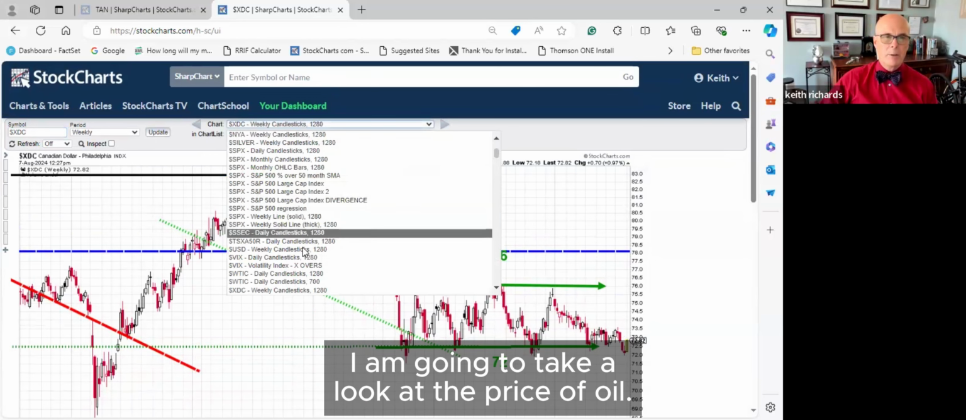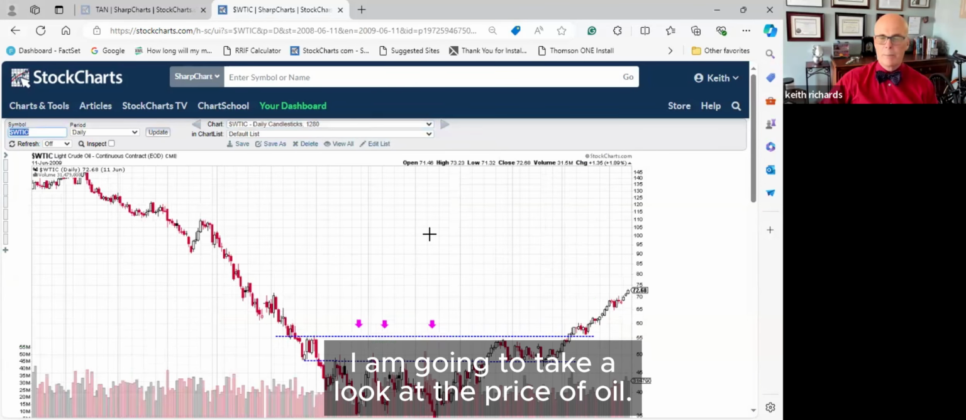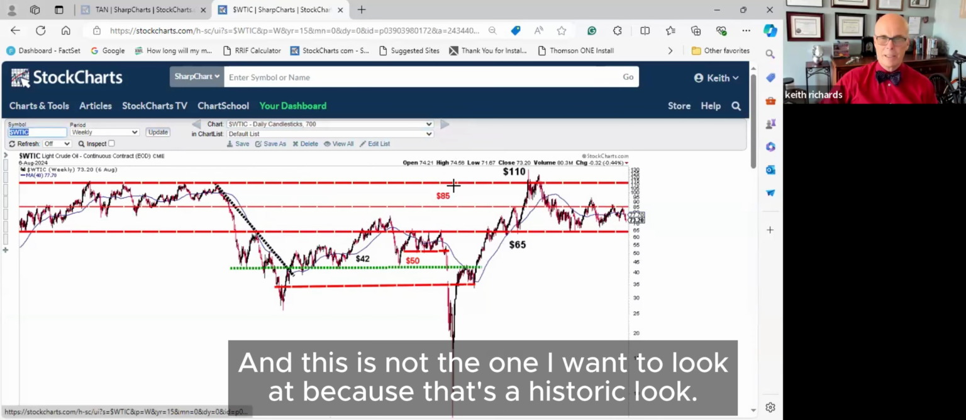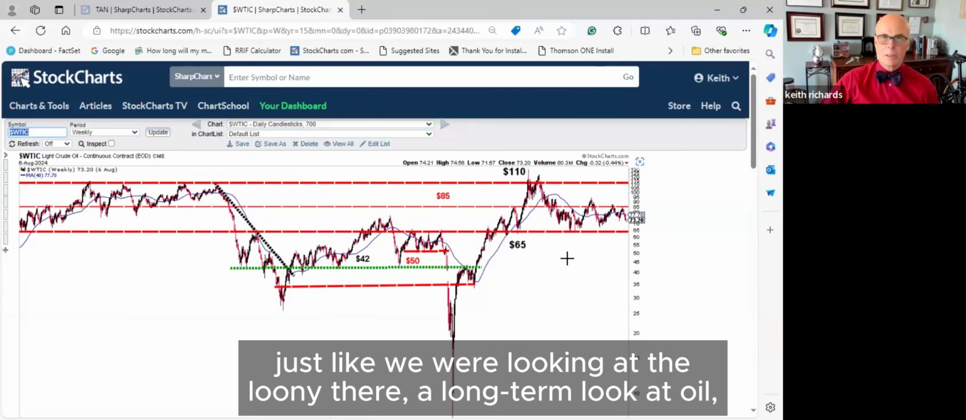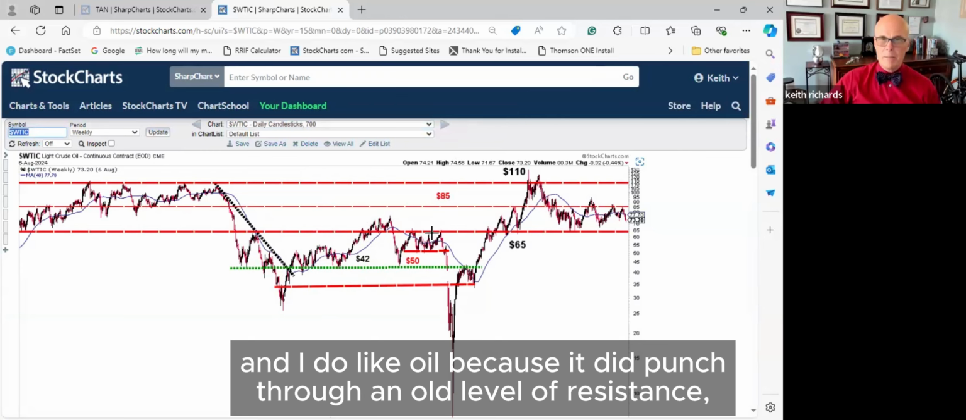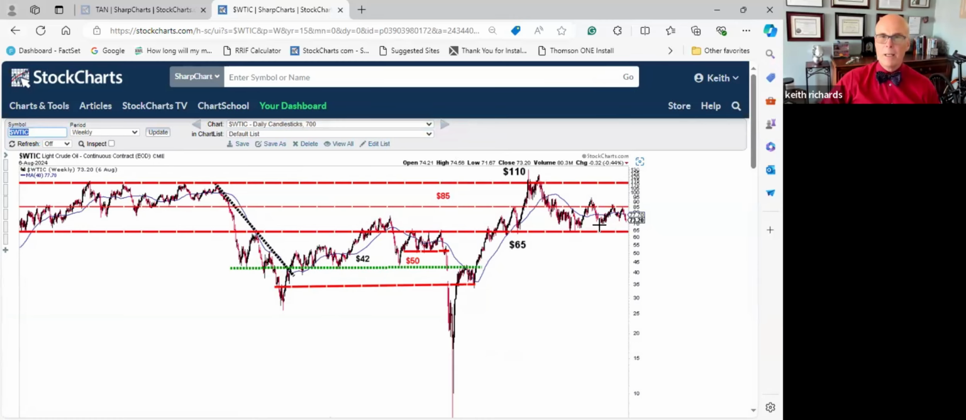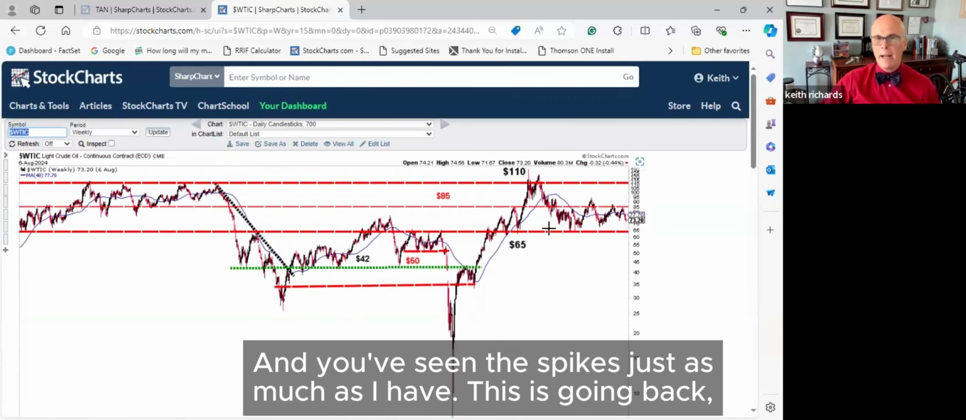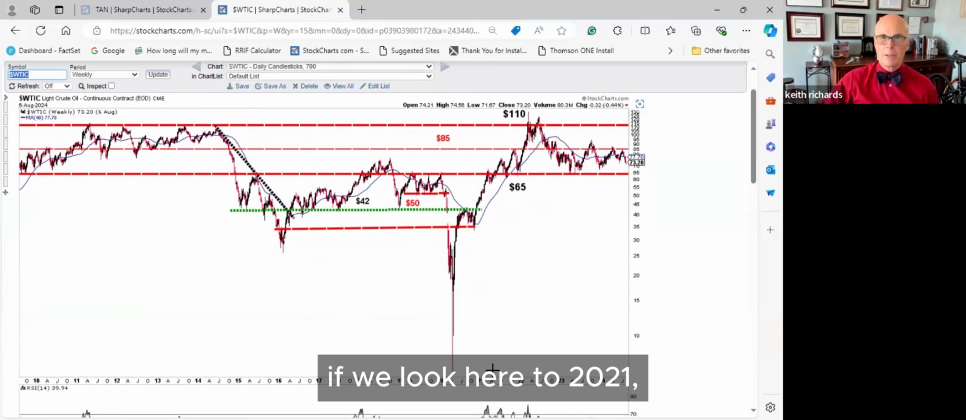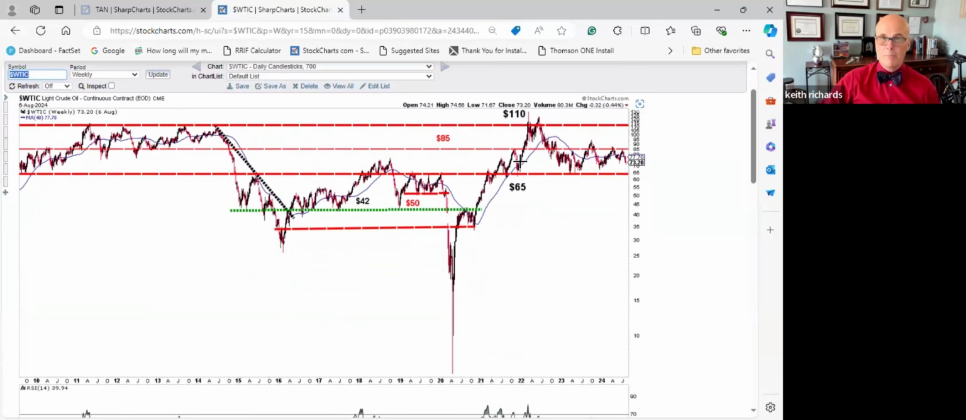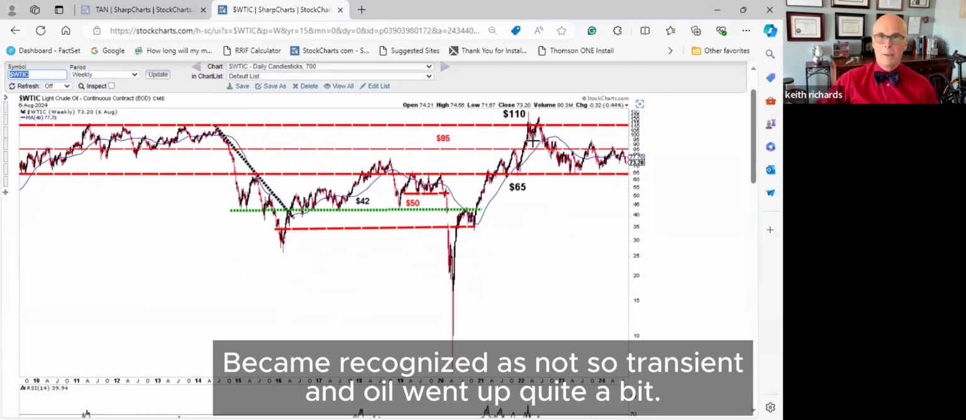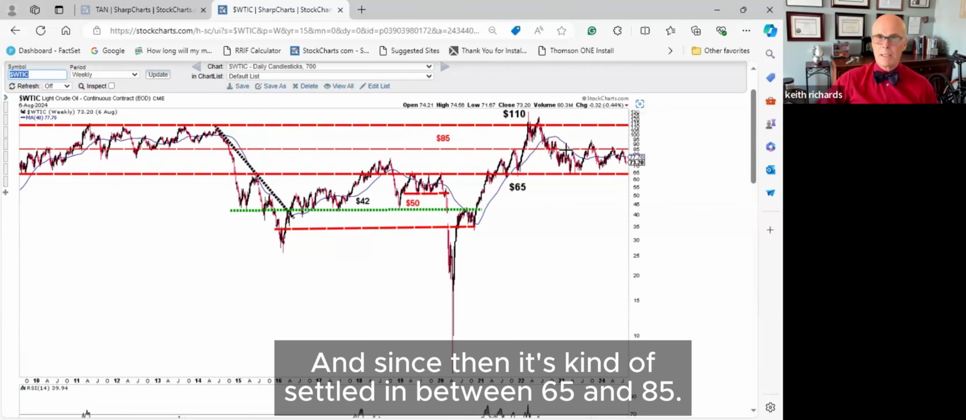So with that in mind, I am going to take a look at the price of oil. This is a long-term look, just like we were looking at the Loony there. I do like oil because it did punch through an old level of resistance, which was around $65 a barrel. You've seen the spikes just as much as I have. Going back to 2021, you'll remember when transient inflation became recognized as not so transient, and oil went up quite a bit. Since then, it's kind of settled in between 65 and 85.